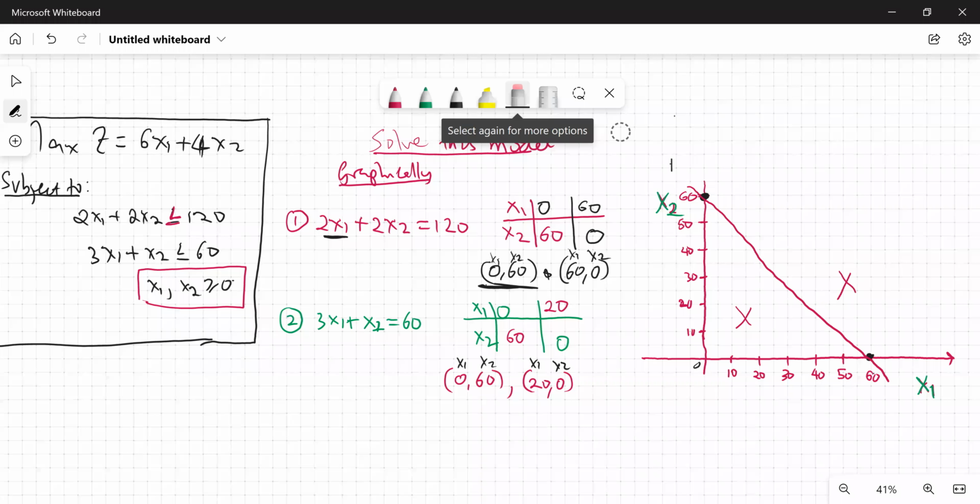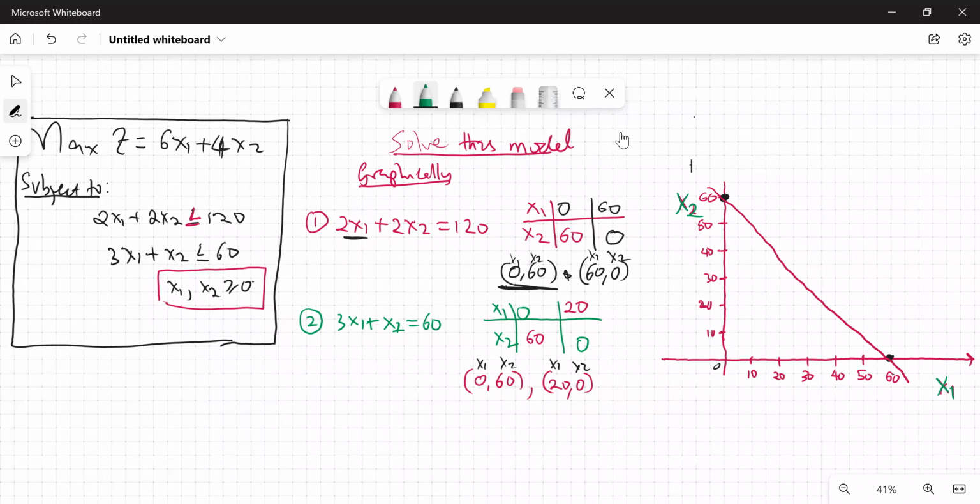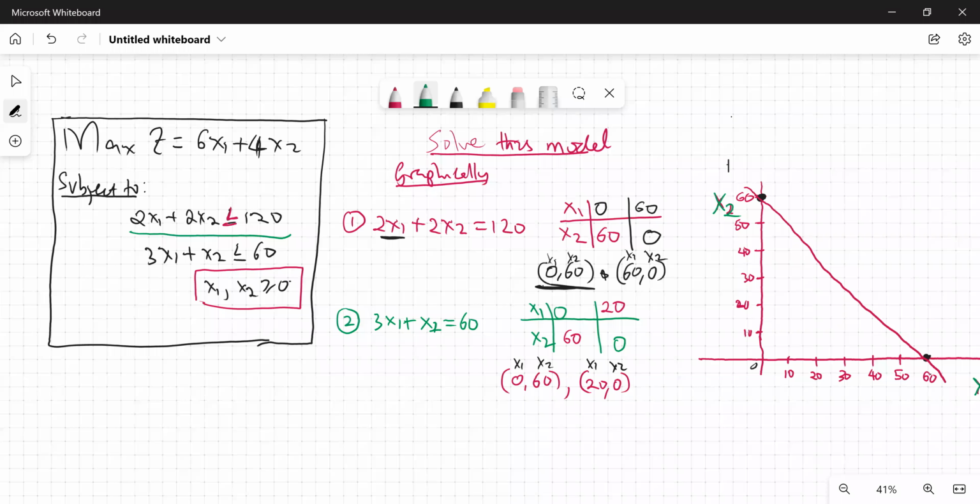But how do you know where to shade? You can just pick a point on either side of the line and you substitute that point into this inequality. Then you check whether the inequality is true or false. If the inequality is true, you don't shade that side, you shade the other side where it is not true. And the most convenient point to pick is 0, 0. You pick the point 0, 0 to test.